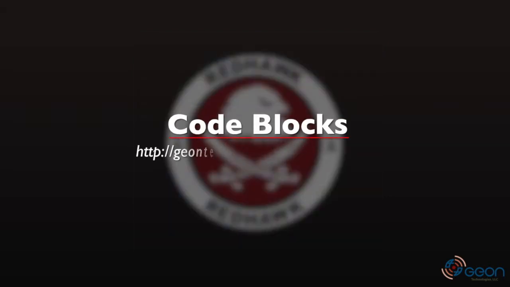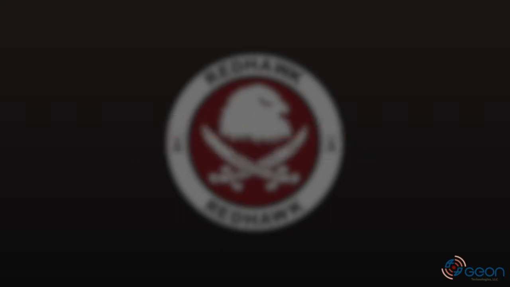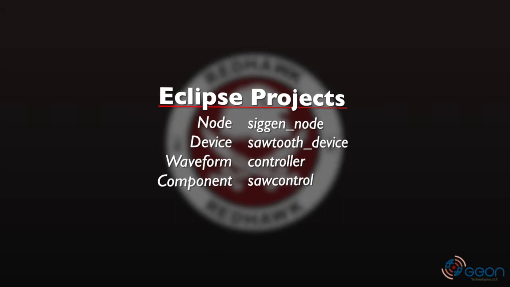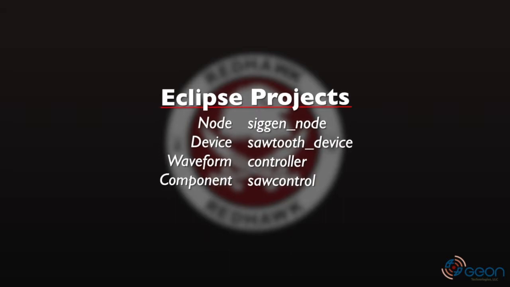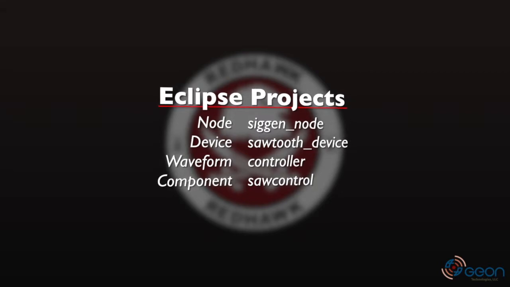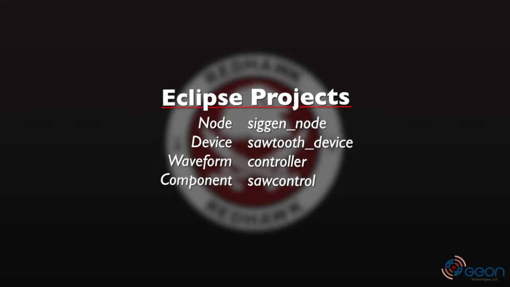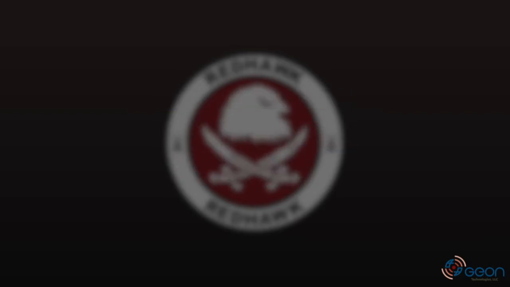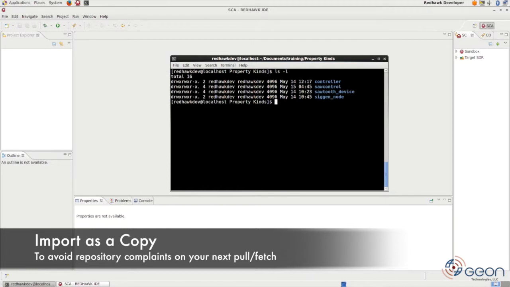Before we get started, please take a moment to clone or download the code blocks repository on GitHub for this session. Specifically for this series on property kinds, you are given 4 Eclipse projects: a node, a signal generator device, a waveform, and the controller component. We will be updating each of these as we work through the series. If you have not already done so, import the projects as copy into your workspace.